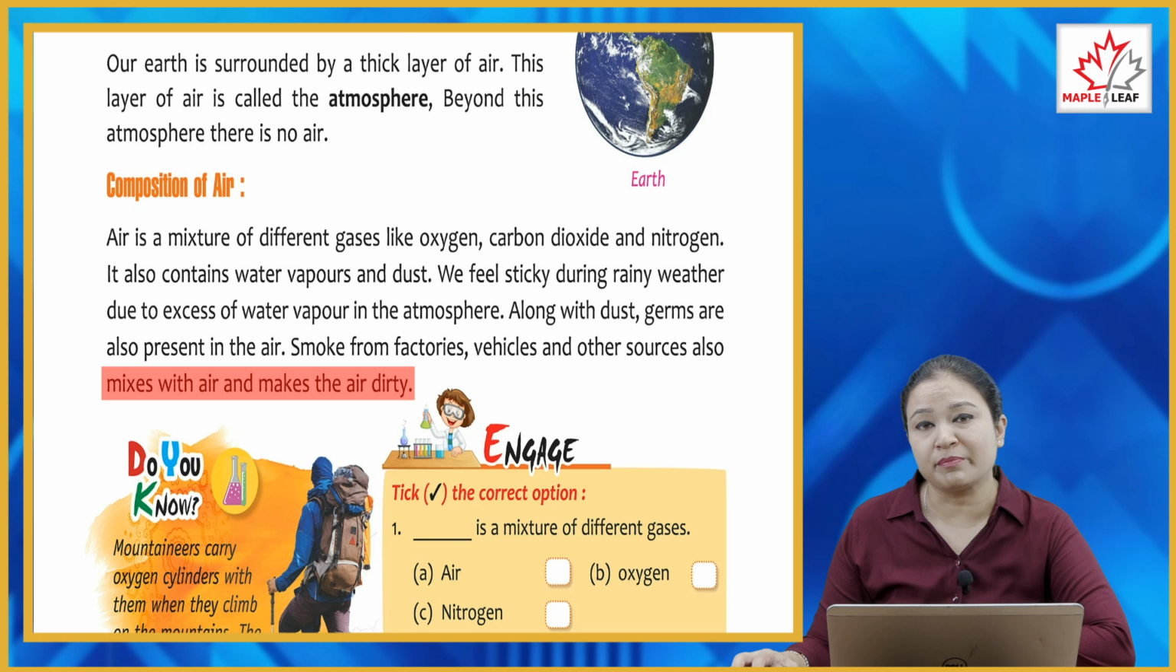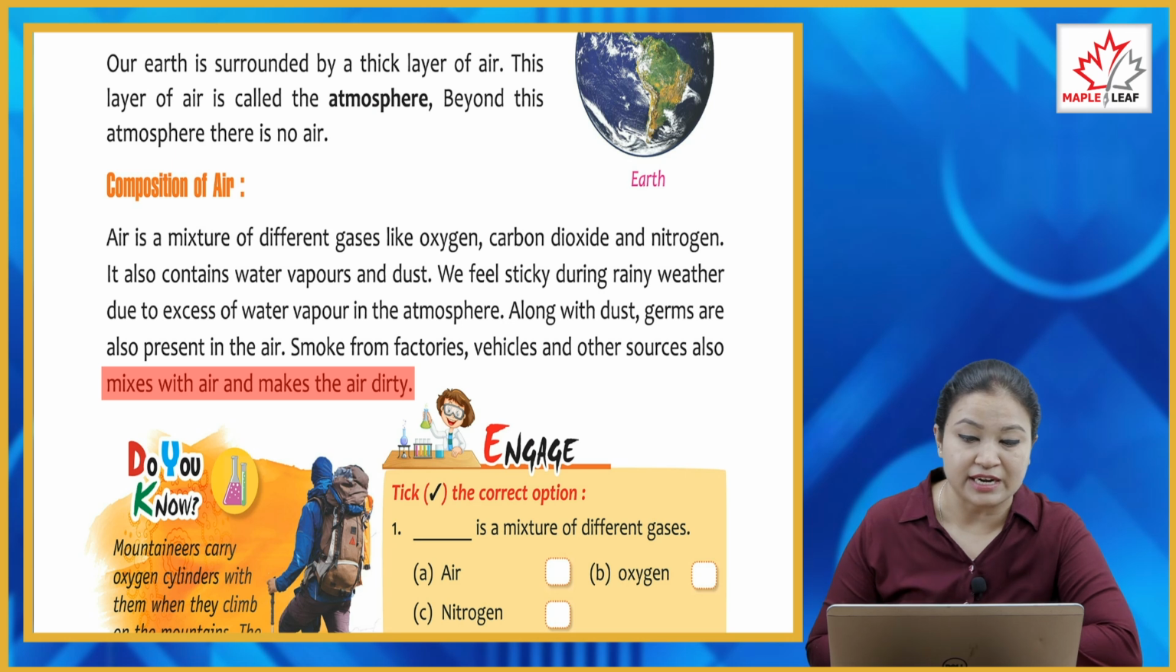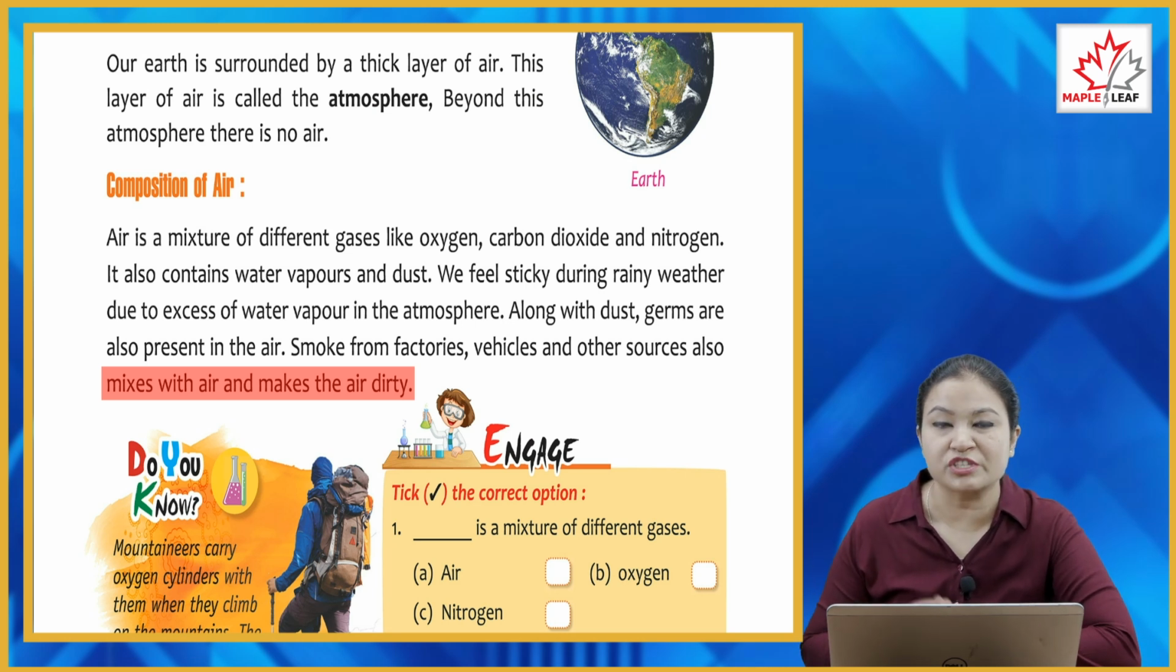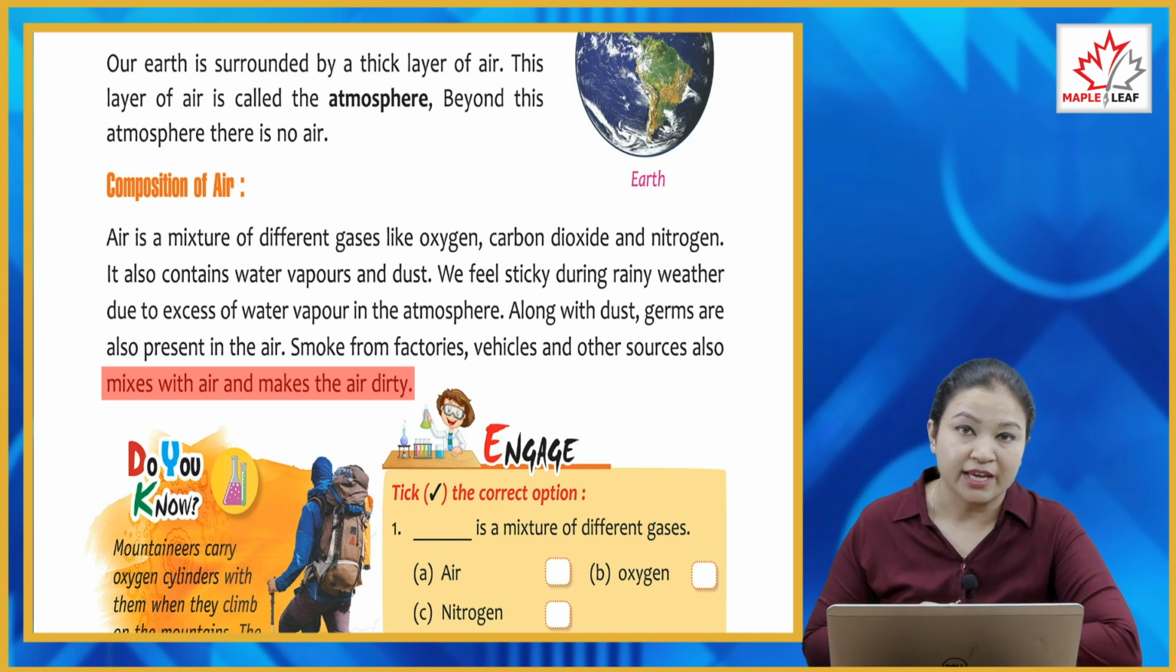So air is a mixture of different gases. We can feel some oxygen, carbon dioxide and nitrogen in the air. It also contains water vapors and dust, and also smoke which comes from the factories and the vehicles, and it mixes with the air.